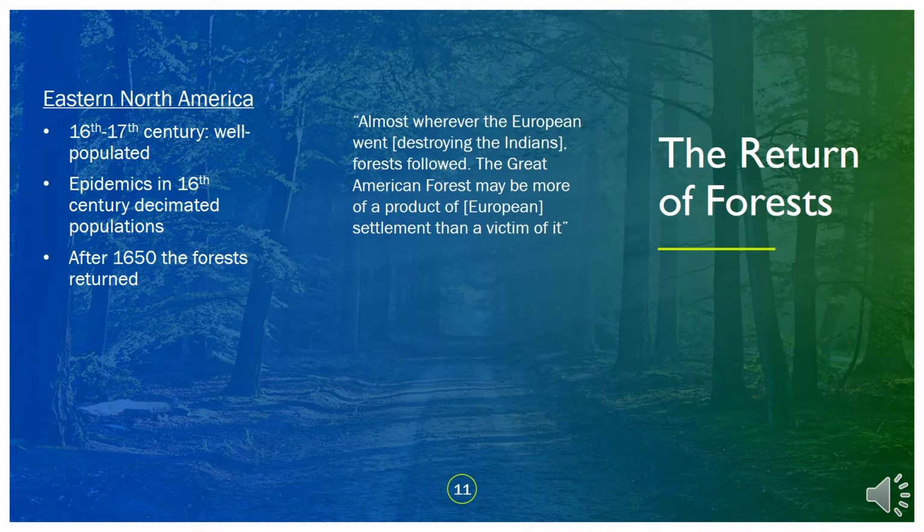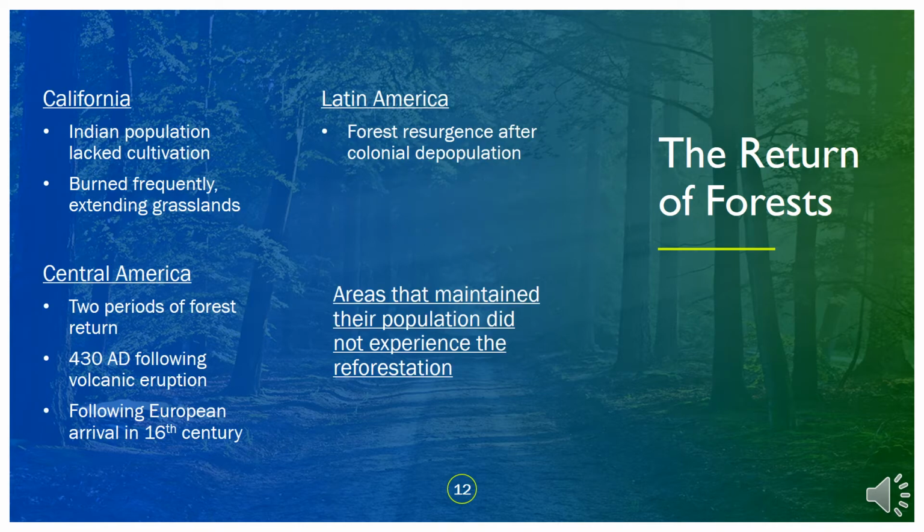There's a good quote that I've included here that says, "Almost wherever the European went, destroying the Indians, forests followed. The great American forest may be more a product of European settlement than a victim of it." And he moves on to discuss the other regions. For California, the California Indian population lacked cultivation and didn't really clear the forests, but they did forage for useful plants and wildlife, and that affected the vegetation patterns. They also burned frequently, which extended the grasslands.